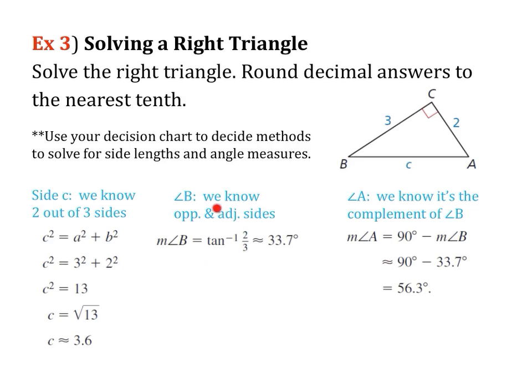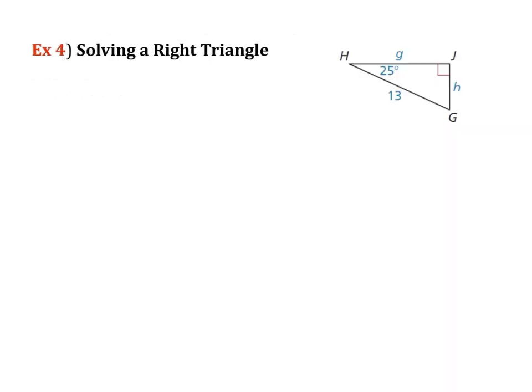And you could have definitely switched the order of figuring out angle A and B. In other words, you could have figured out angle A also using inverse tangent, but it would be inverse tangent of 3 divided by 2, and then get the complement of angle A in order to get angle B. So the order in which you figured out angle A and B doesn't matter. All right, see if you can do example 4 on your own. Try to find all the missing parts, so side G and side H, and the measure of angle G.